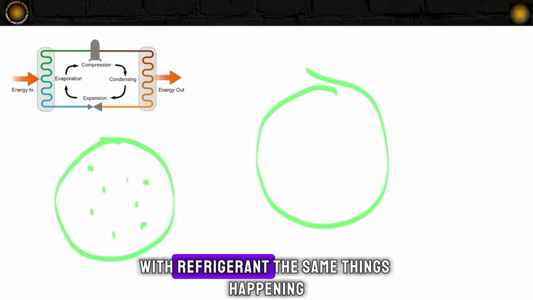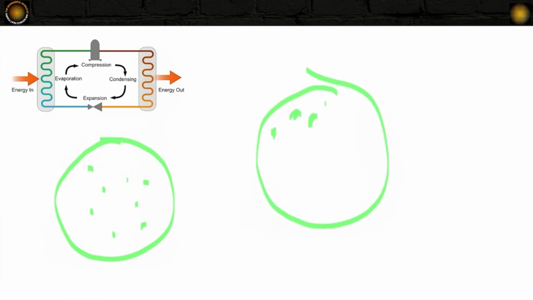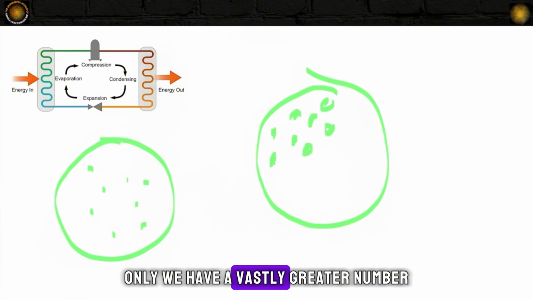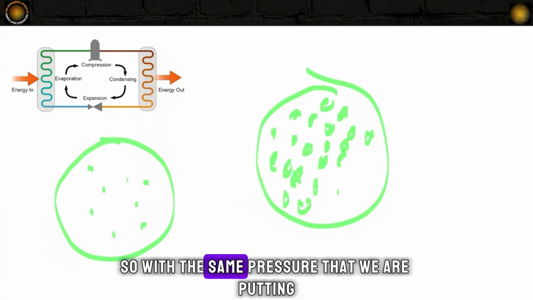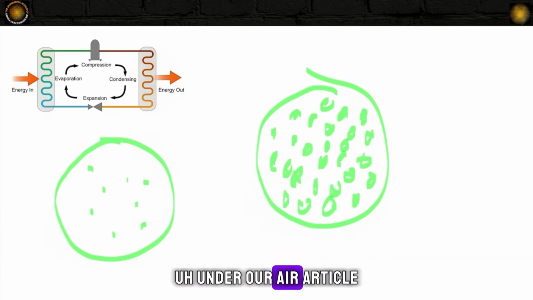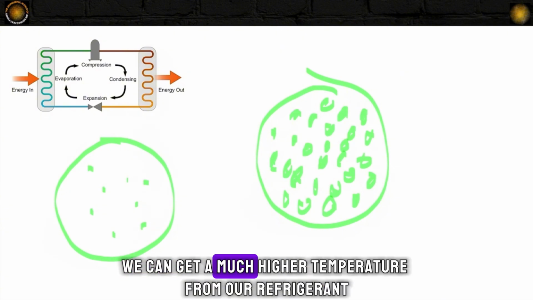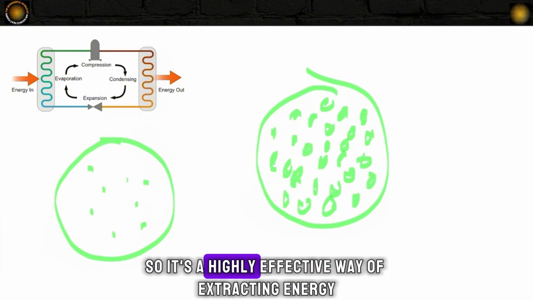With refrigerant, the same thing's happening, only we have a vastly greater number of particles and molecules within that refrigerant. So, with the same pressure that we are putting under our air particle, we can get a much higher temperature from our refrigerant. So, it's a highly effective way of extracting energy.